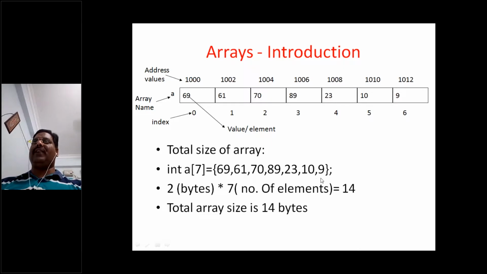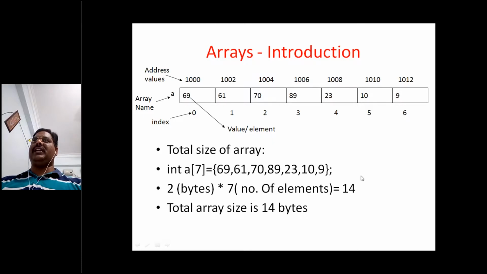So totally how many values? 7 values. What is the range of the array? We can say 0 to size minus 1. Size is 7. 7 minus 1 is 6. Now positions 0 to 6 are going to be created, and into each position the values are stored: 69, 61, 70, 89, 23, 10, and 9, and so on. You can store the values automatically.